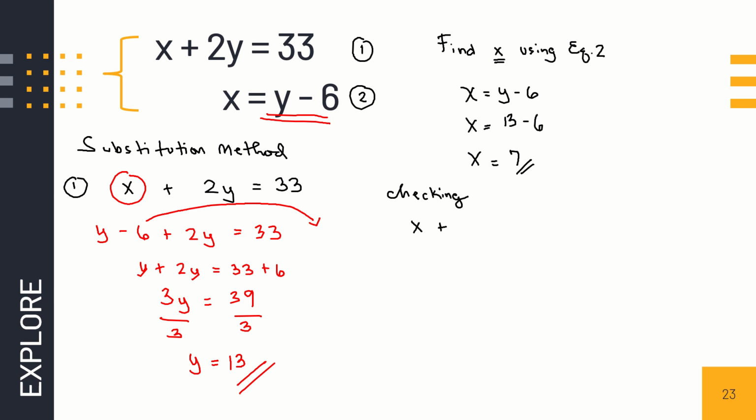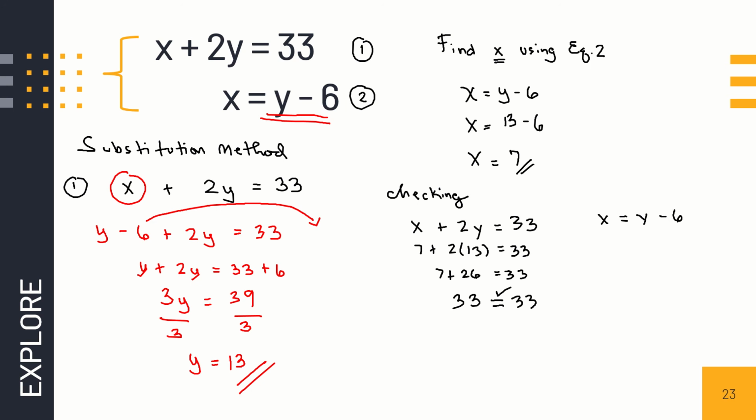So let's have the checking. We need to substitute the computed values for x and y in our two equations. So let's substitute 7 in place of x and 13 in place of y. So we have 7 plus 2 multiplied by 13 equals 33, and 7 plus 2 times 13 is 26 plus 7, which is 33, equals 33. Correct. Now let's compute it in our second equation.